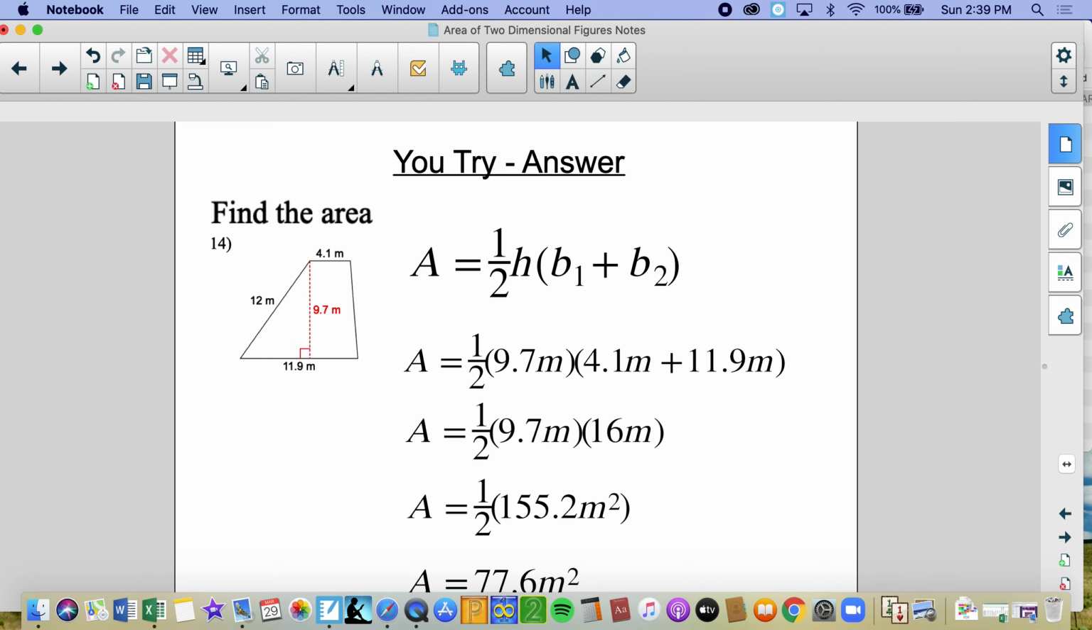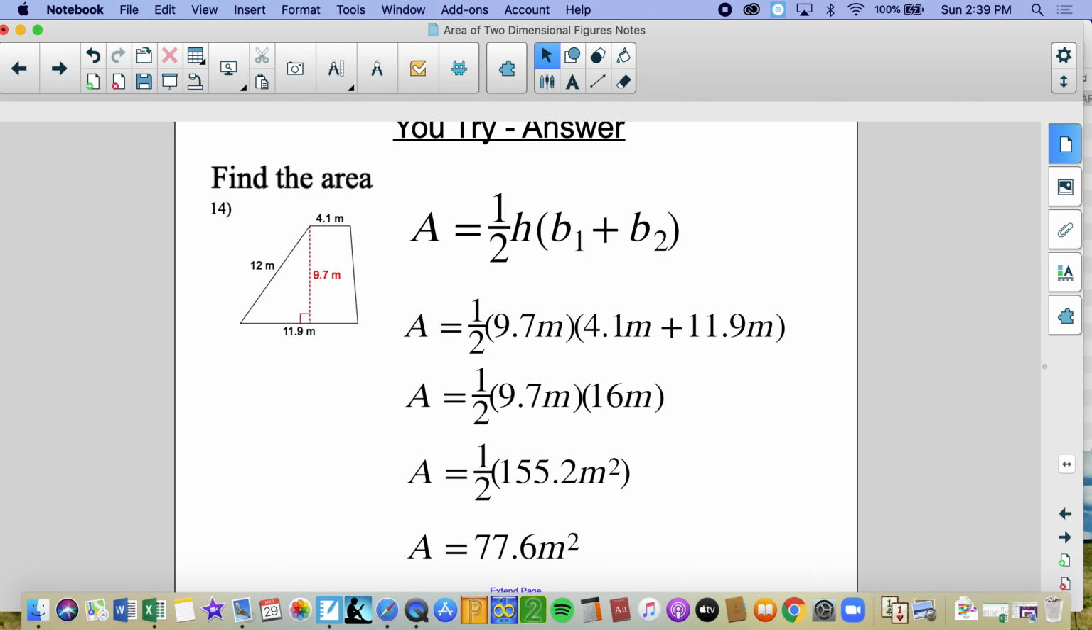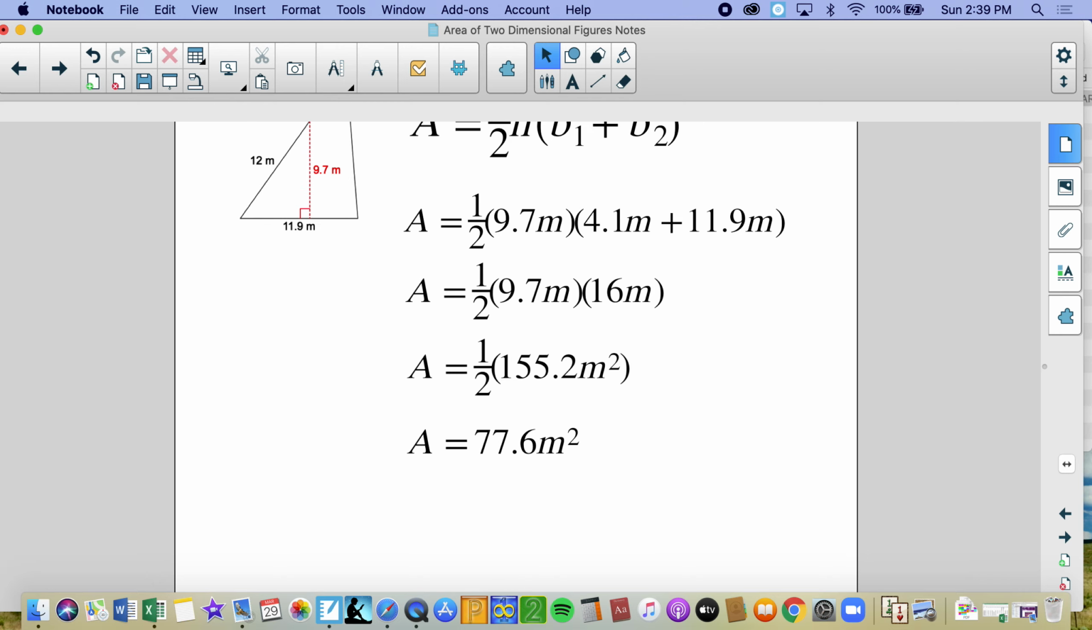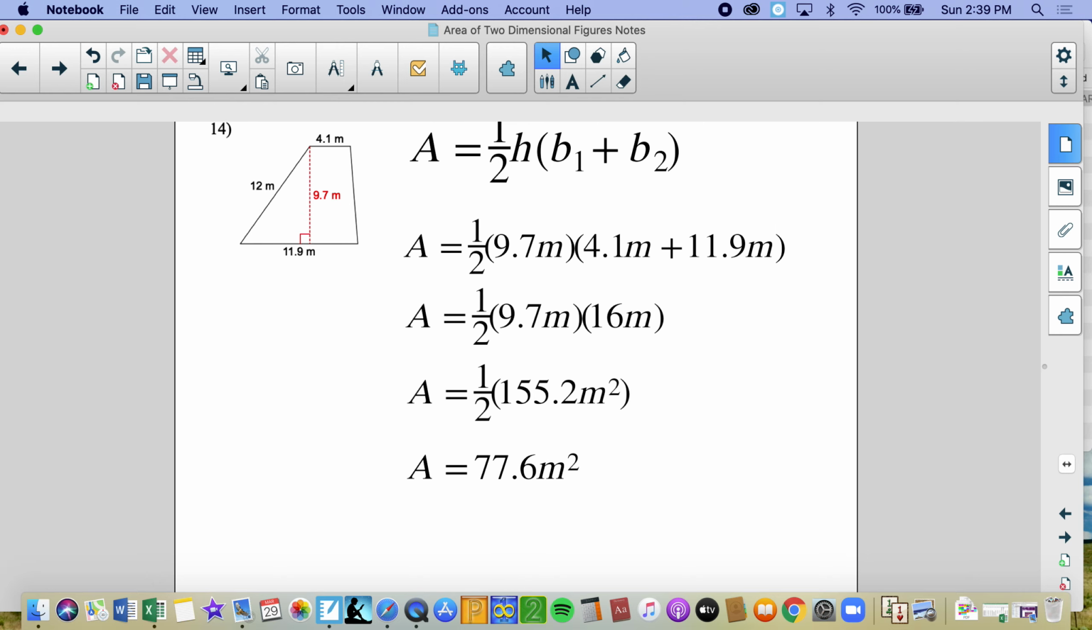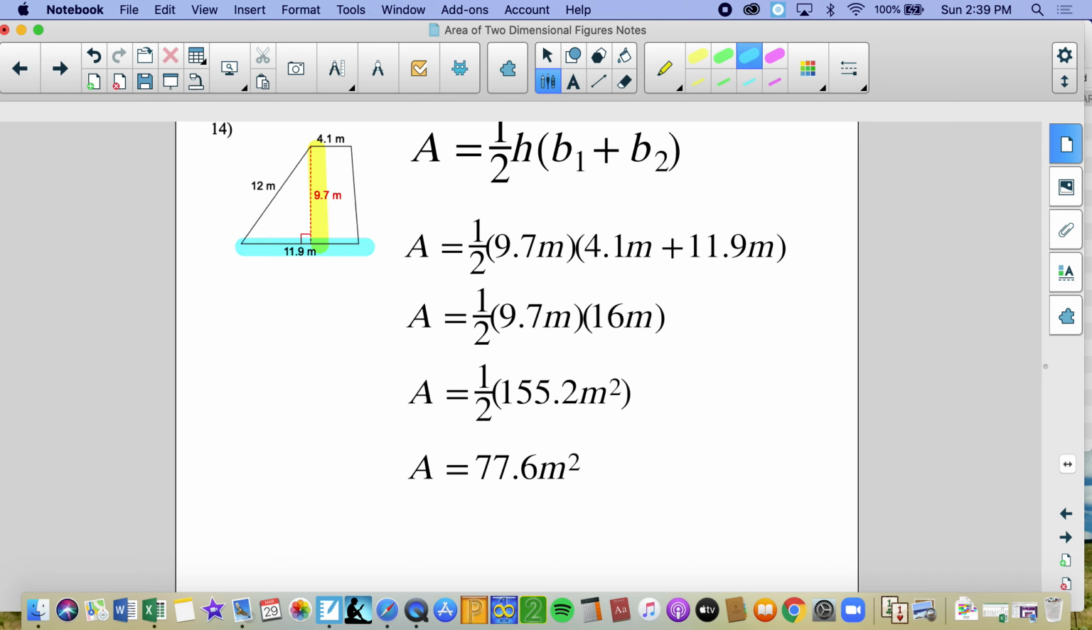So we have our formula: area equals 1/2 the height times the quantity b sub 1 plus b sub 2. We have our height, which is going to be 9.7 because it's perpendicular to this base. This is one base. It's also perpendicular to that base. So those are my b sub 1 and b sub 2. It doesn't matter if you plugged 4.1 in for b sub 1 or 11.9 for b sub 1. They are interchangeable. 4.1 meters plus 11.9 meters gives me 16 meters, not meters squared, 16 meters.